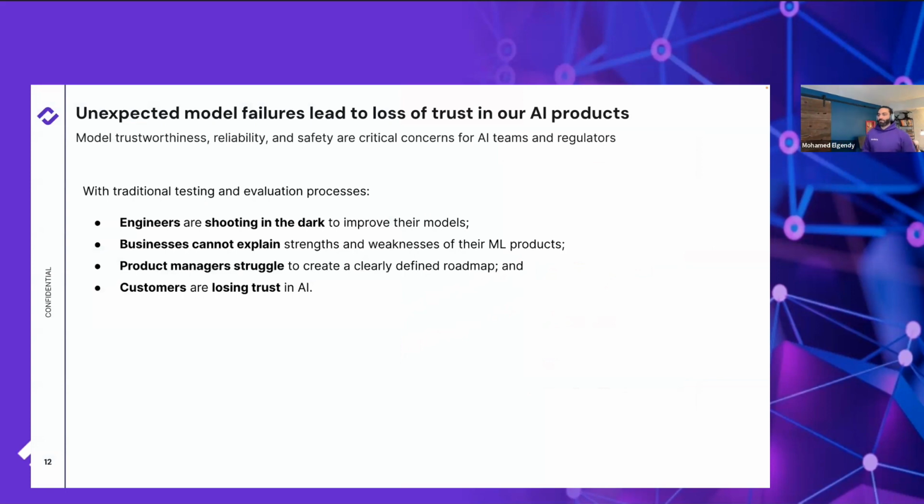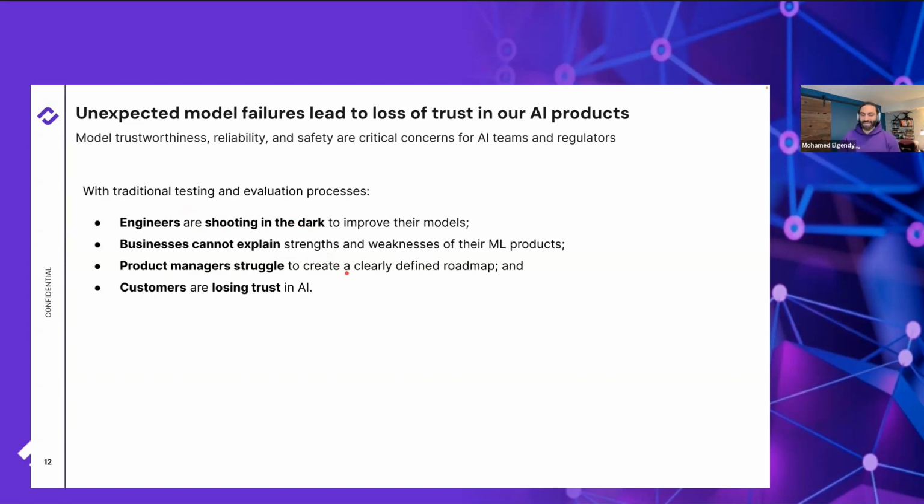So with that, to recap the problem part and jump into the solution, we have seen that the traditional testing and evaluation process leads to uncertainty across all the parties involved in the development of ML products. Engineers are usually shooting in the dark. They don't know exactly what to improve, so they are shooting in the dark in data collection, experimentation, labeling, and businesses are not able to explain the strengths and weaknesses of their products, and product managers are struggling to create a clearly defined roadmap.